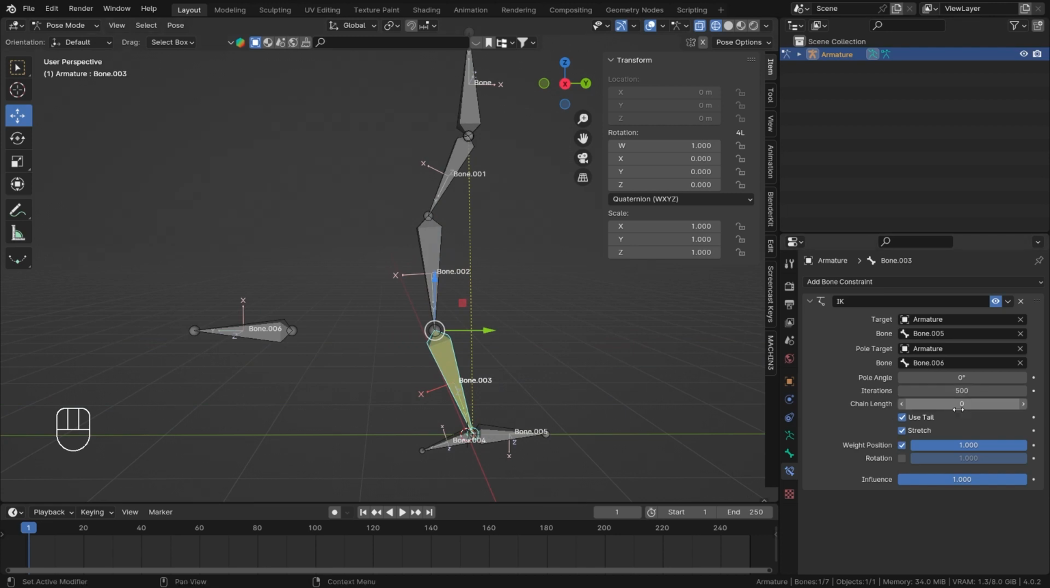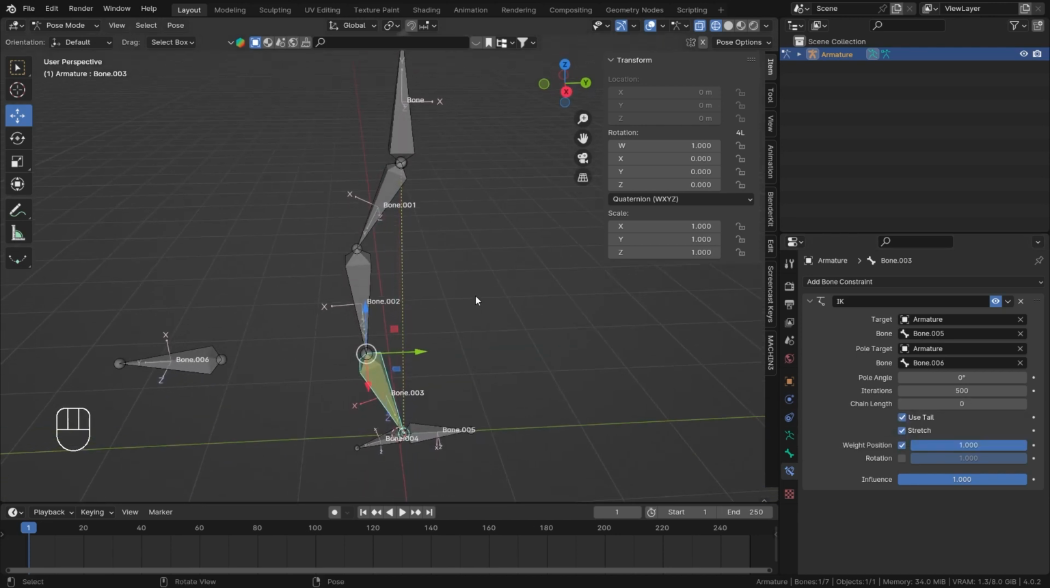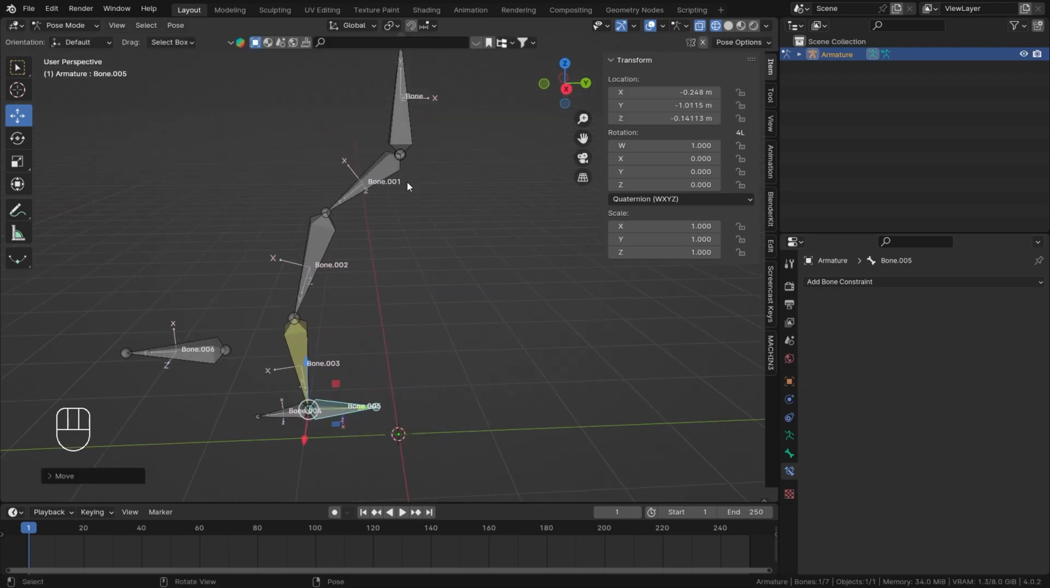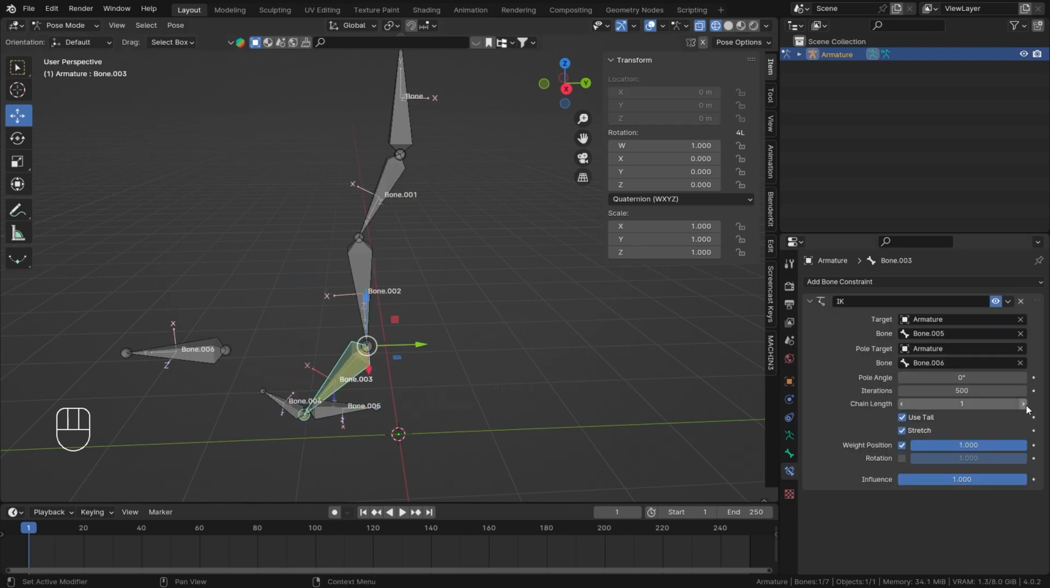So now let us talk about the chain length. Now I think I already talked about it, but still, as you can see, when I move my target, it is also moving this bone. But suppose I don't want that, then I can just manually make it 2, so it is now controlling 2 bones above the target bone.